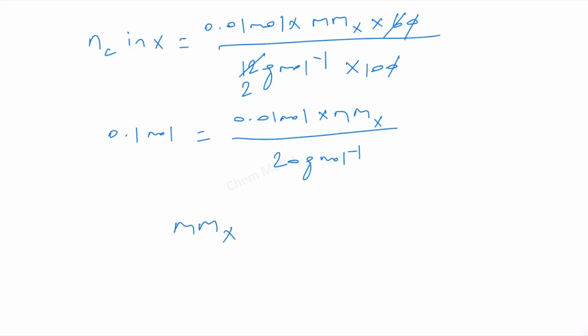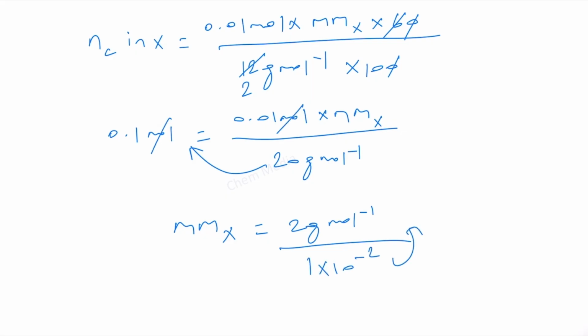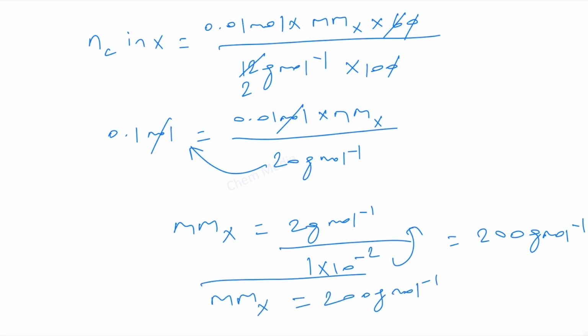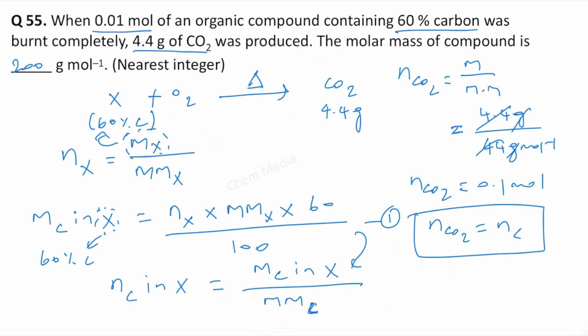Therefore, molar mass of X is equal to, if we cross multiply, then it will be 2 gram per mole divided by 1 into 10 to the power minus 2. Therefore, when this comes up, it will become 200 because 2 times 100. So, 200 gram per mole. So, molar mass of X is equal to 200 gram per mole. 200 is the correct answer here.